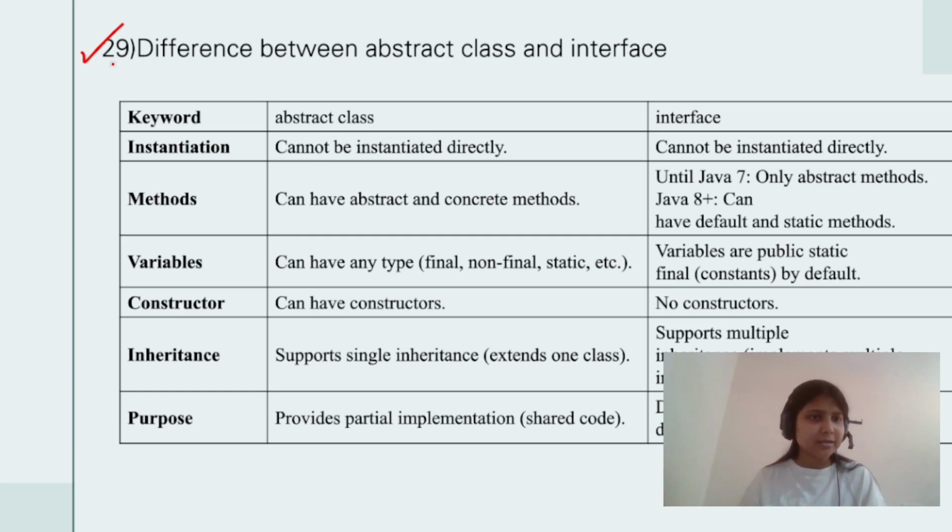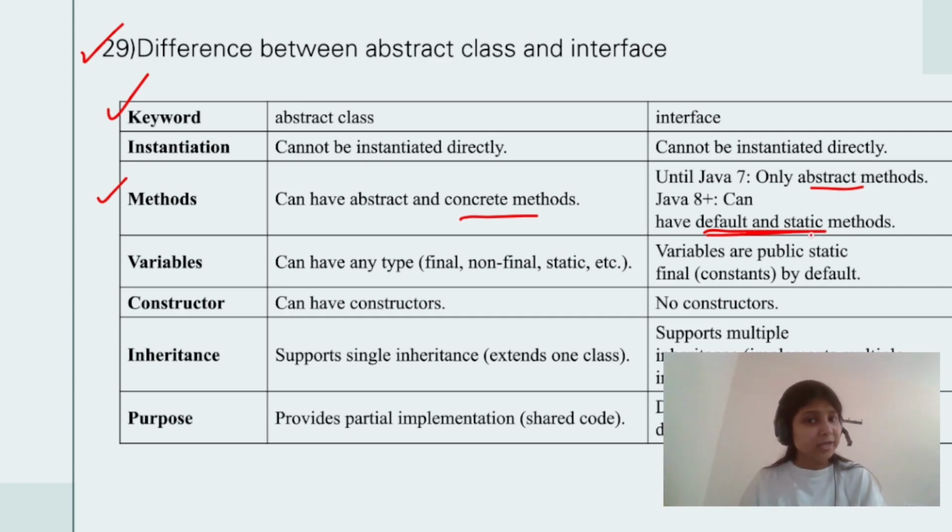In detail, the first one is instantiation. We cannot instantiate an abstract class or an interface. For methods, we can have abstract and concrete methods, as I mentioned earlier. Until Java 7 an interface had only abstract methods. Now we have default and static methods also, which are allowed after the Java 8 version.